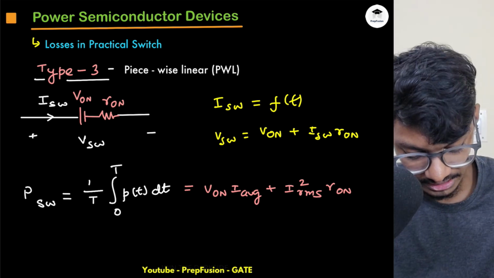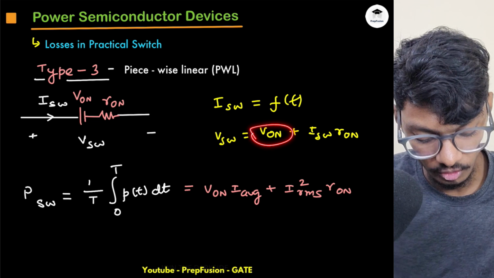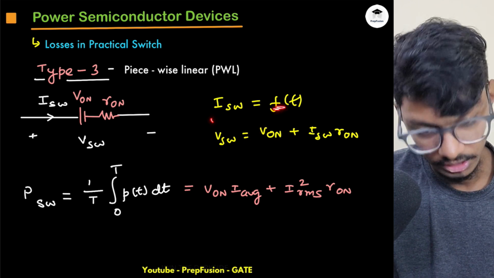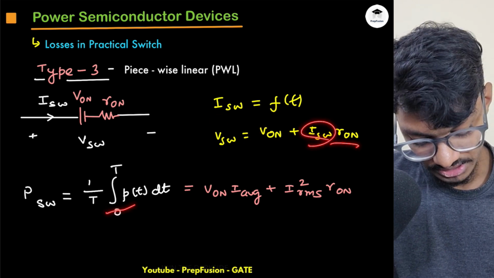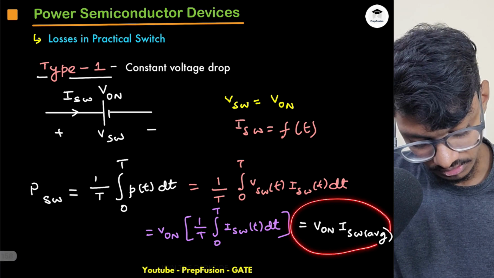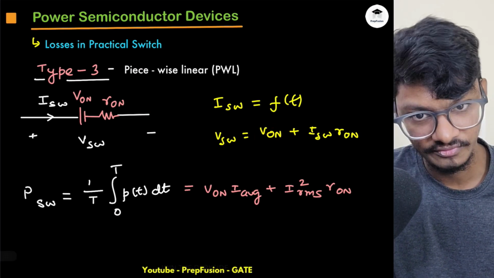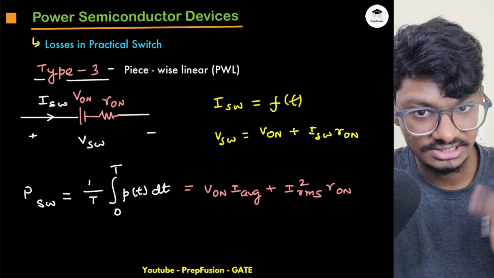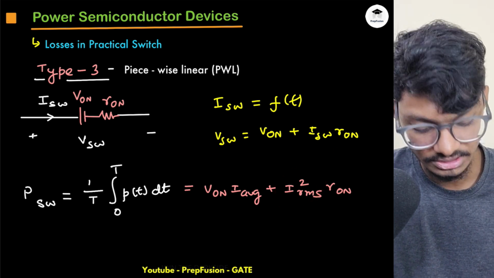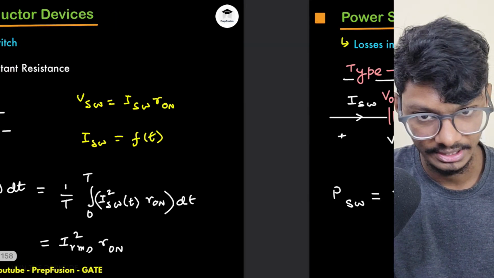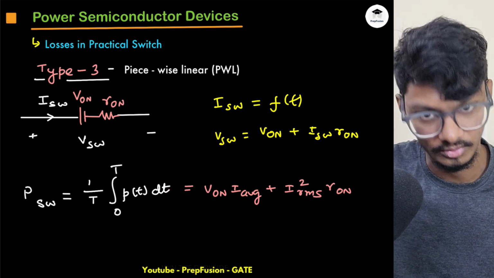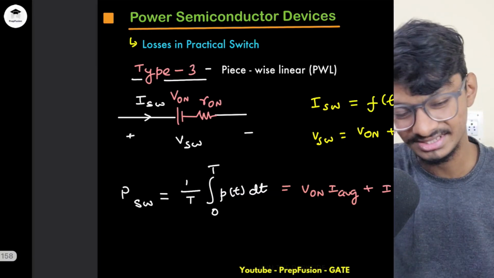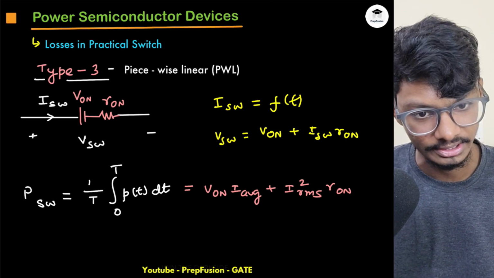So basically it will be a combination of both. If I do V switch into I switch, it will be V on into I switch plus I switch whole square into R on. For the first term, V on into I switch, if I take the average, it will be simply V on into I average. For the second, it is the average of I switch whole square into R on, which is again IRMS whole square into R on. So it is a summation of the two powers we computed. You can derive it; it's the same derivation. I've already done it, so I'm not doing it over again.